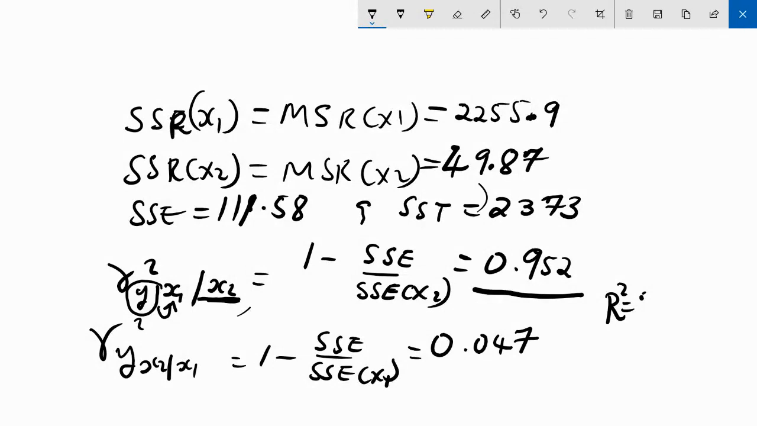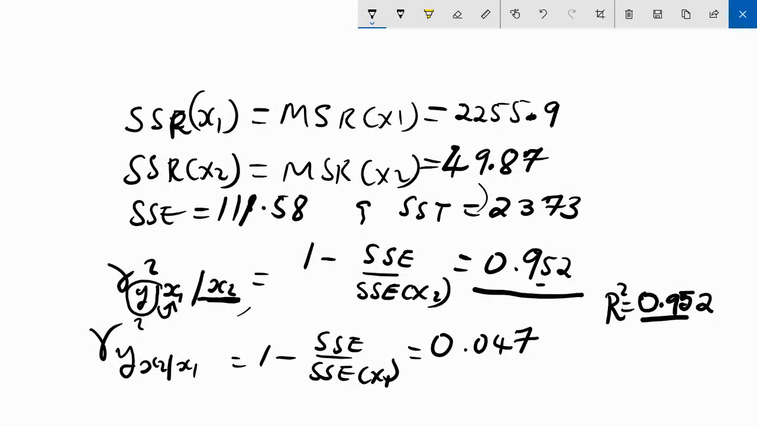Can I get the value? You said it's 0.952, 0.9. I cannot hear you. The general one, 0.952, is the same. It's the same with this one. Yes, it's the same.